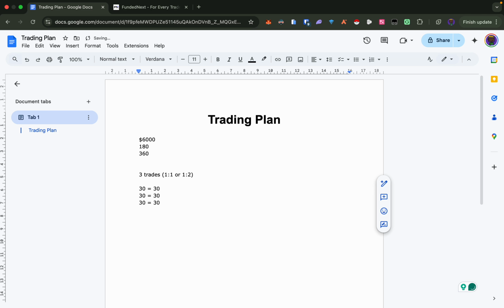Worst case scenario, it's TP2, which is strange, but worst case scenario, you take 3 trades a day. Now, for that day, you have made $90 on day one. So how much do you have now? You have $6,090. Good profit. Now let's name this day one.